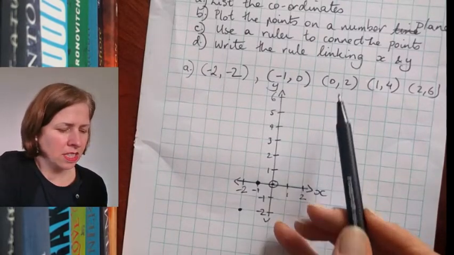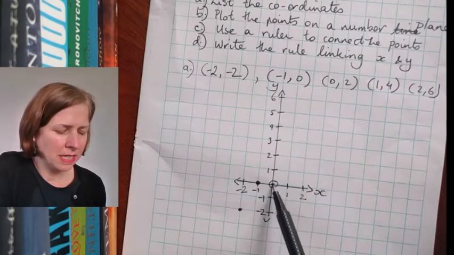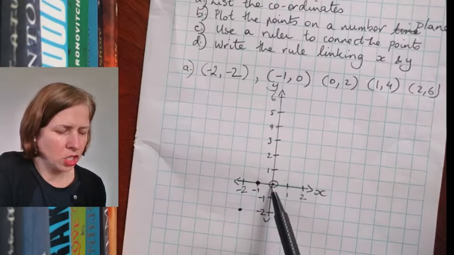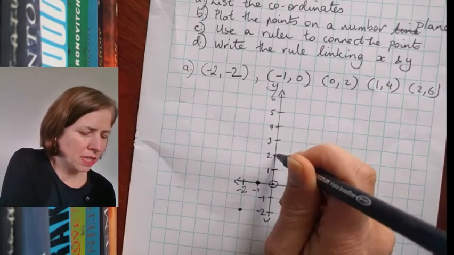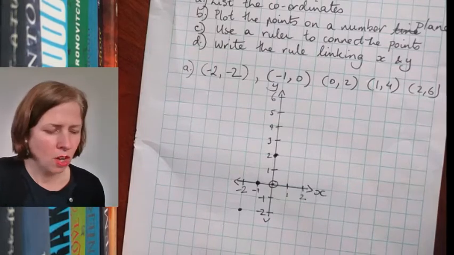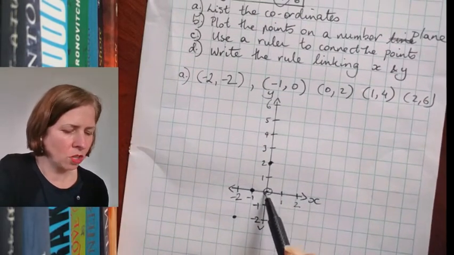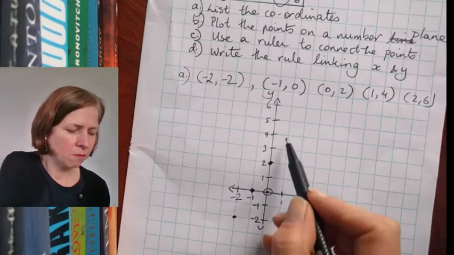Then I've got 0, 2. So that means 0 means I don't go to the left or the right. I just go up 2. That brings me there. 1, 4 is the next one. So across 1 and up 4.